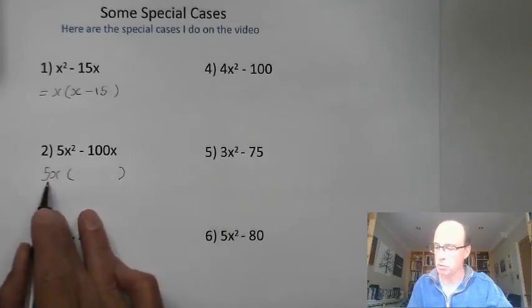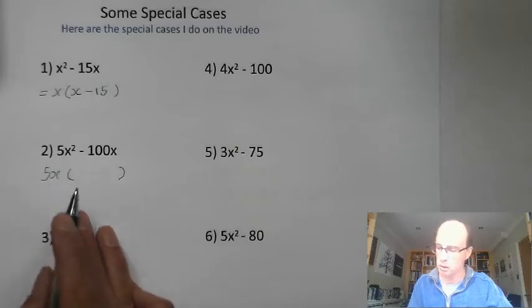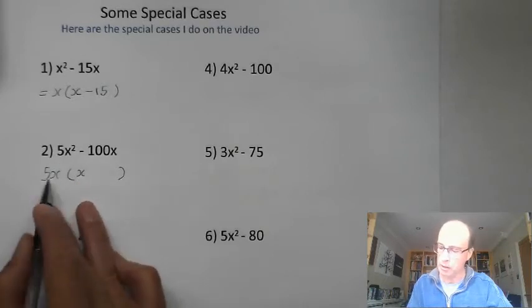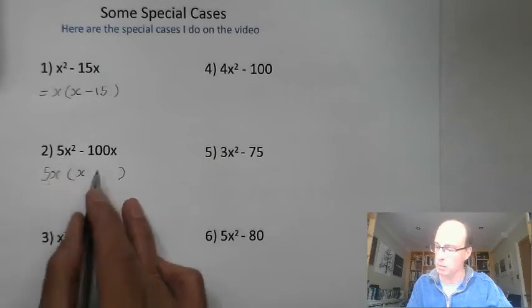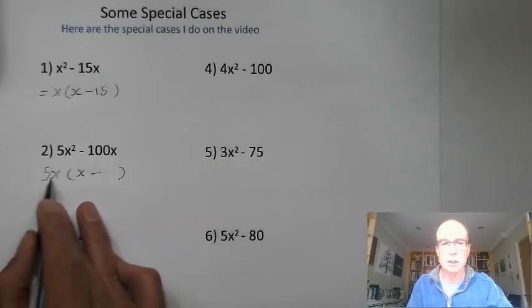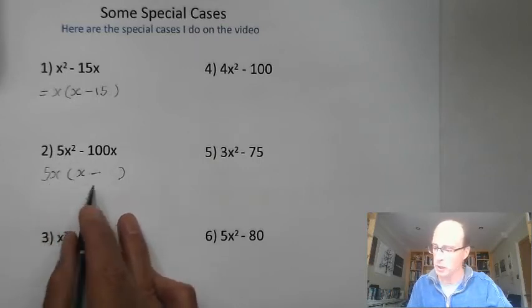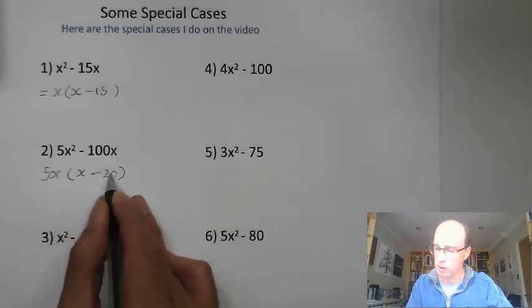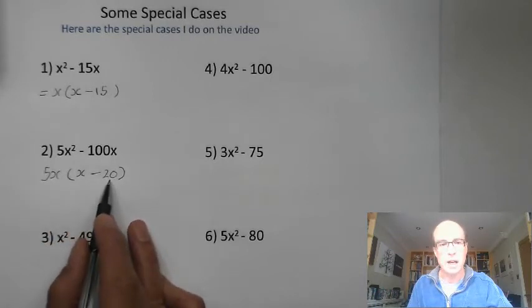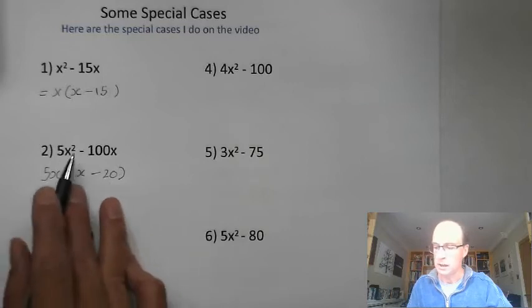So I've got 5x. What do I multiply that by to get 5x squared? That's going to be another x, 5x times x, or 5x squared. What do I multiply 5x by to get negative 100x? That's going to be negative 20. So 5x into x, take away 20, that's going to give me my expression.